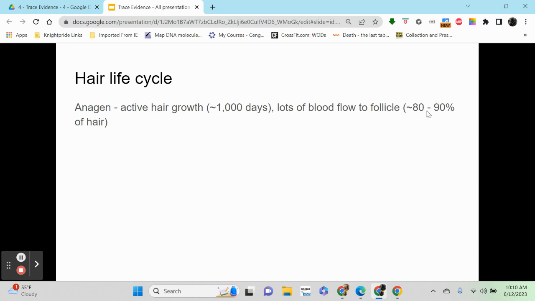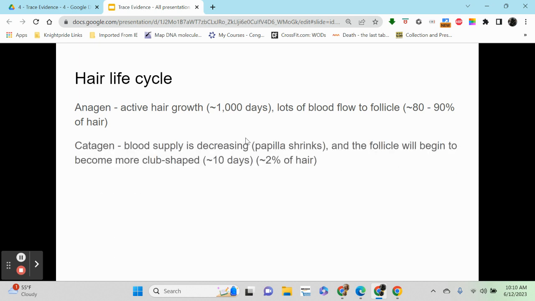And so you can see here that most of our hair at any given point in time is going to be in the anagen phase of hair growth. Then you've got catagen. This is where the blood supply, you'll notice, is decreasing. And so the papilla, remember that papilla is where the blood vessels tie in to the hair follicle and are associated with the hair bulb itself. But that big papilla begins to shrink, and the hair follicle becomes more club shaped, so it's going to be more rounded in terms of its approximate shape.